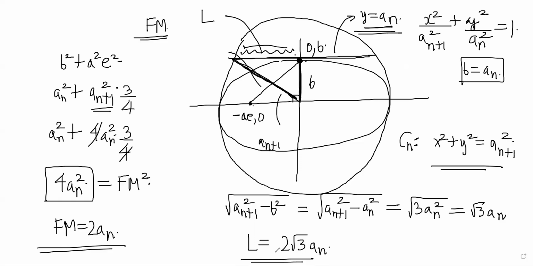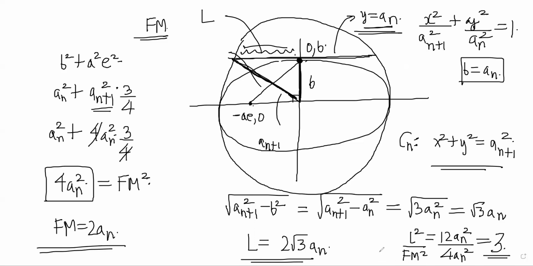And now we have to find out L square by FM square, right? L square will be equal to 12 (A_n) square divided by FM square, which is equal to 4 (A_n) square. And therefore our answer is 3.